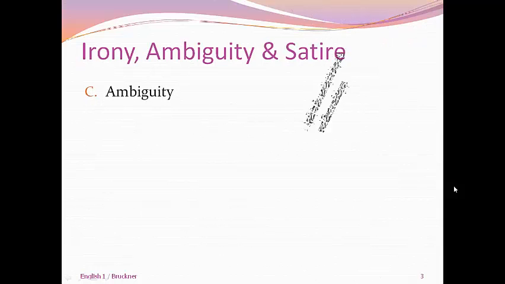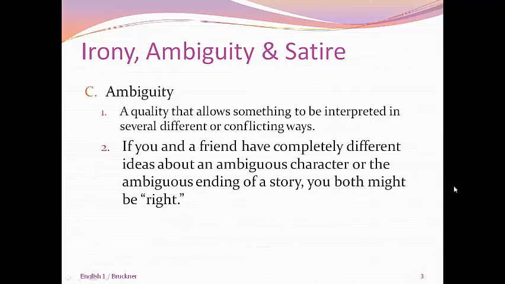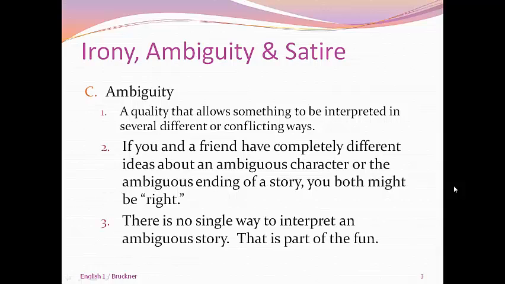Ambiguity is a little bit different. Ambiguity is the quality that allows something to be interpreted in several different or conflicting ways. So if you and a friend have completely different ideas about an ambiguous character or an ambiguous ending to the story, you might both be right. And that's what ambiguity is. There is no single way to interpret an ambiguous story. That's part of the fun. And if we get time, there's a story that we're going to read in class that has a very ambiguous ending. And it's kind of a fun story. So hopefully we'll get time to do that.